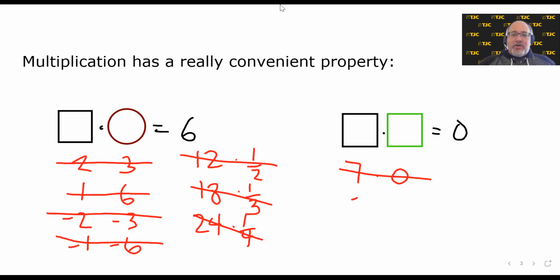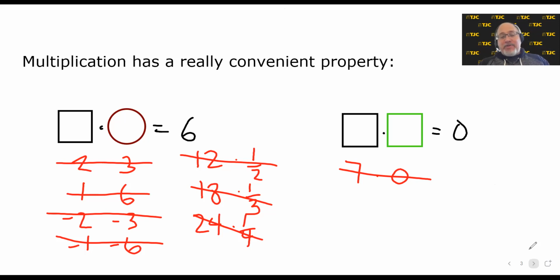So as long as I write two numbers here and neither is 0, then they don't work. The only way you can multiply and get 0 is if one or more of your numbers is 0. Everybody knows that 0 times anything is 0. What a lot of people don't pause and realize is that's the only way you can multiply and get 0, is if one or both of the numbers you start with is 0. And that's the convenient property that 0 has. You can't multiply and get it unless you start with it.